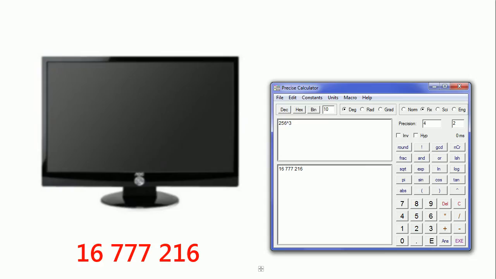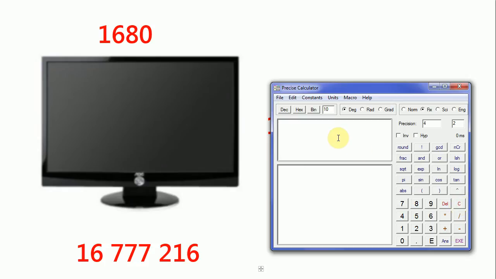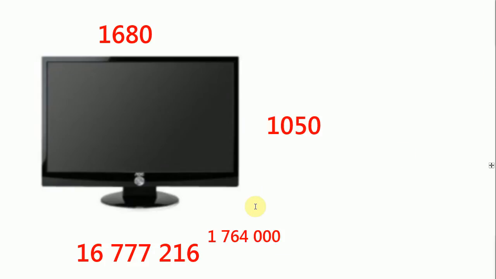Okay, now how many pixels are on the monitor? Well, it's 1680 pixels wide by 1050 pixels tall. So we just multiply these together to get the number of pixels. So let's do that on the calculator here. We have 1680 times 1050, and that gives us 1,764,000. And let's put that on the screen here, 1,764,000. And you'll notice I put it in a smaller font and raised it above the 16 million figure.